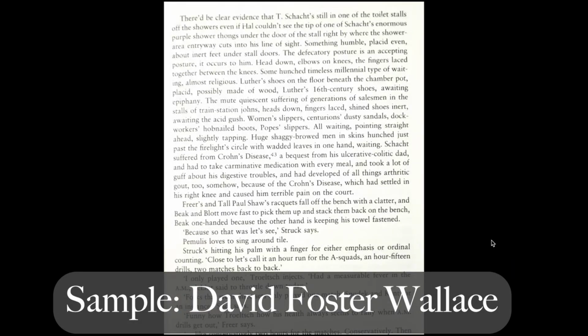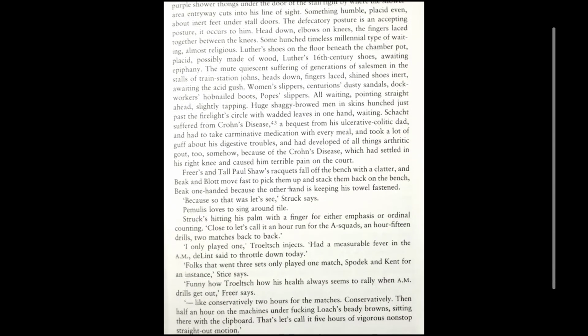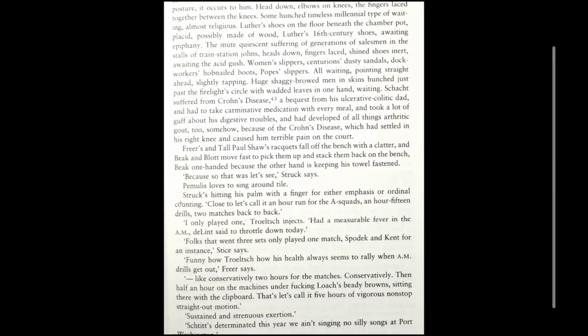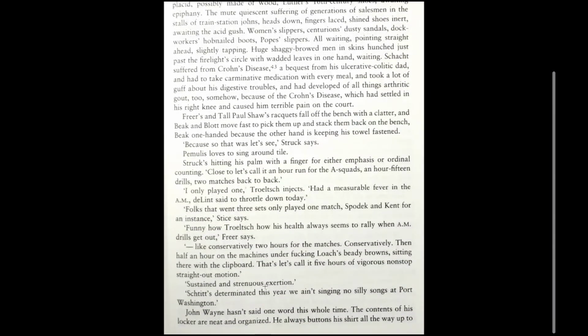What you're looking at here is an excerpt from Infinite Jest by David Foster Wallace, and I just wanted to show you a sample of how he works in dialogue with his narrative. Now, this is a very peculiar book. It's got a lot of narration that takes you very deeply, but when he breaks into conversation, look what he does. So this whole part here is narration, and then he takes me into the situation right here, and he goes back and forth. The first thing we see here is your tagline with the character, and then he goes into narration, Struck hitting palm with his finger for either emphasis or ordinary counting. That just gives me a sense of the situation, and then he goes back into the narration. If I continue on, he does this for a while here.